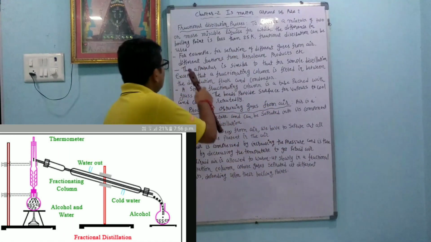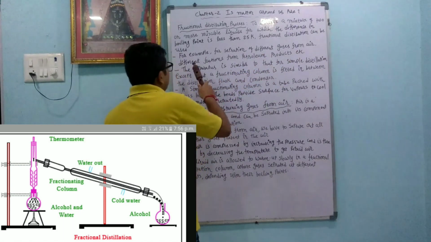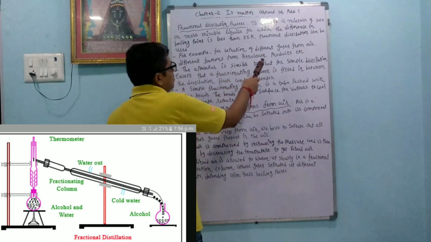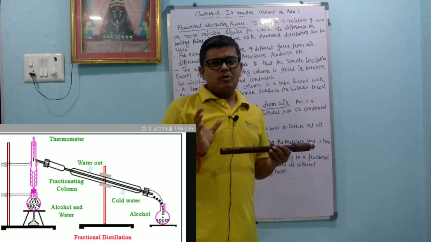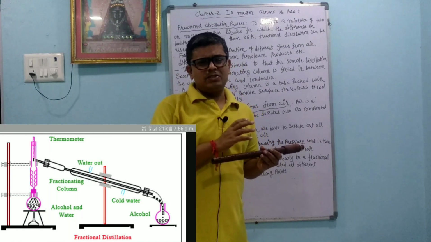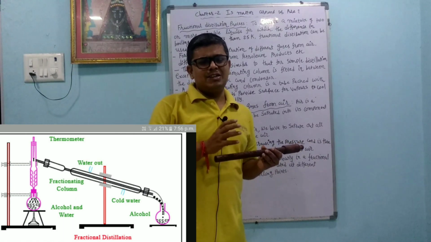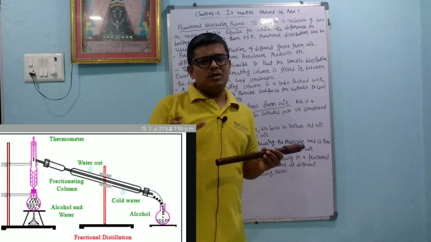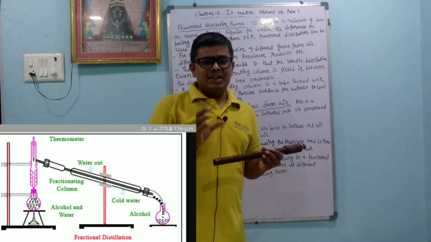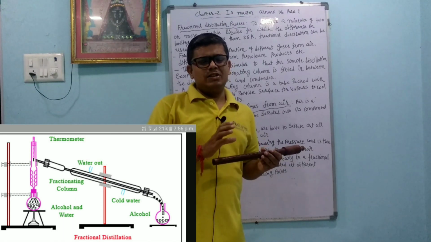Okay, for example, for separation of different gases from air, different fractions from petroleum products, etc. So the different gases in air, we can also separate by this fractional distillation technique. In air there are nitrogen, oxygen, and other gases that we can separate, as well as from petroleum, in which many products are there like kerosene, diesel, and gases. That also we can separate by the fractional distillation method.